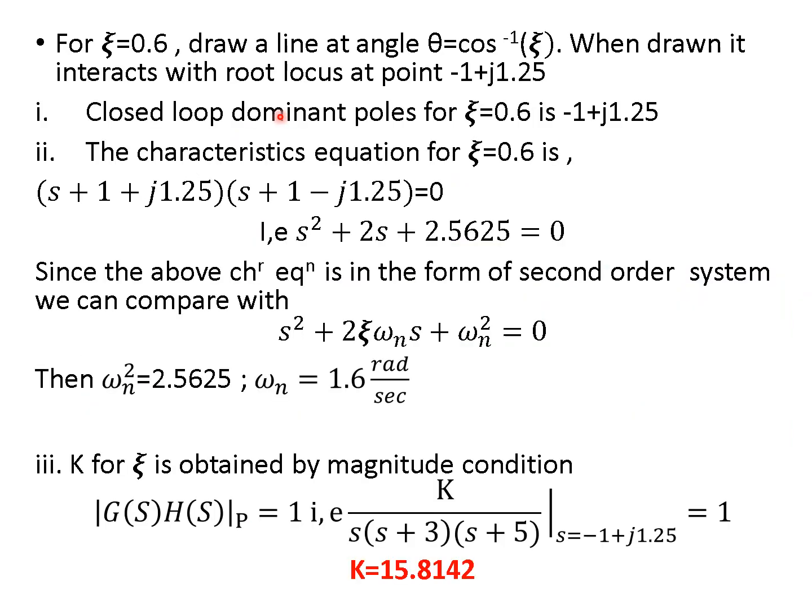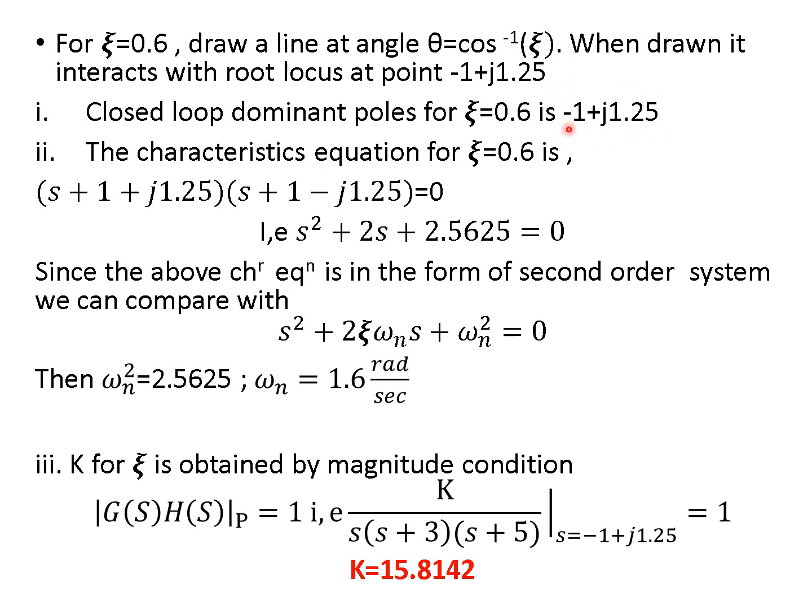In the problem, they have given the damping ratio as 0.6. For this value, we need to find the closed loop dominant poles and the characteristic equation. This can be obtained by drawing a line at an angle theta equals cos inverse zeta, where zeta is given as 0.6. When we draw a line at this angle, we get an intersection with the root locus, and that value is minus 1 plus j 1.25, and these are the dominant closed loop poles.